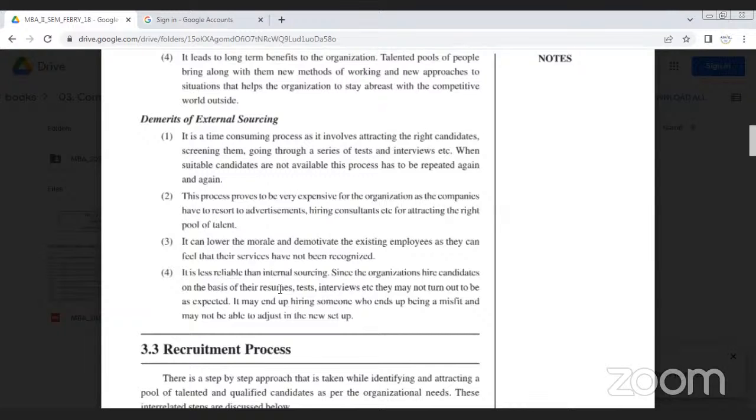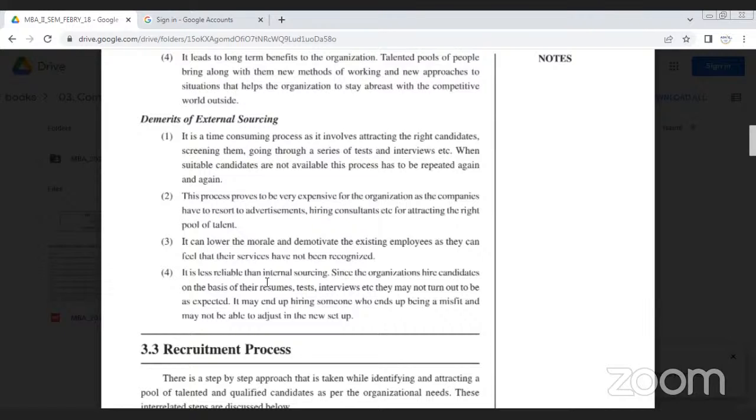First demerit, it is a time-consuming process as it involves attracting the right candidates, screening them, going through a series of tests and interviews, etc. When suitable candidates are not available, this process has to be repeated again and again. This process proves to be very expensive for organizations as companies have to resort to advertisements, hiring consultants, etc. for attracting the right pool of talent.